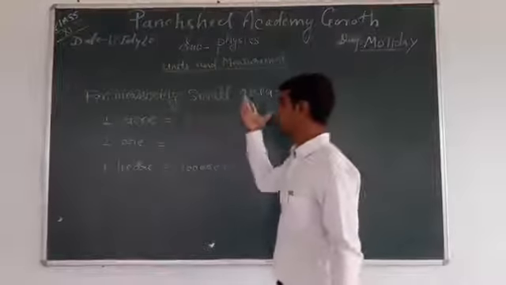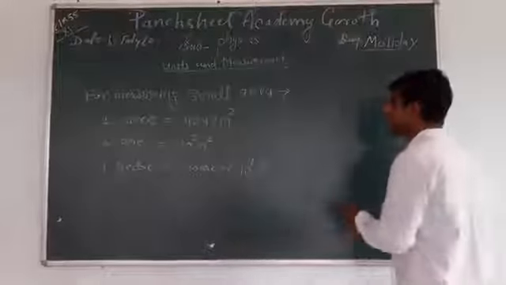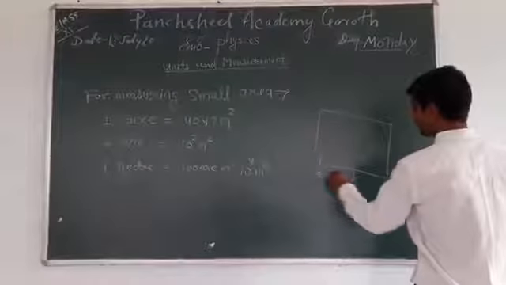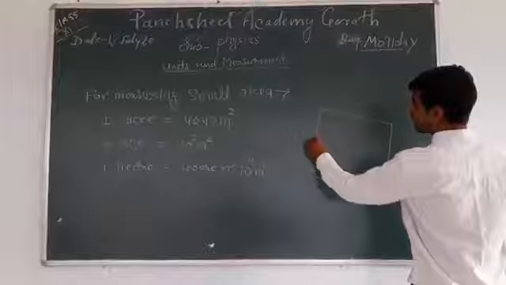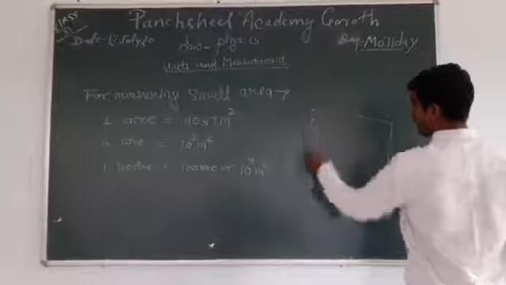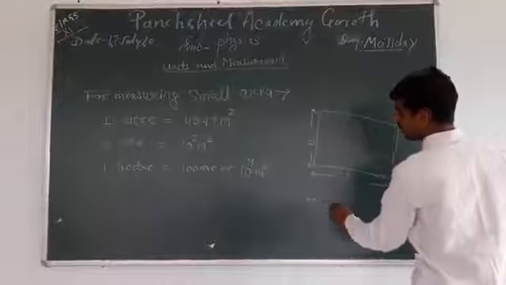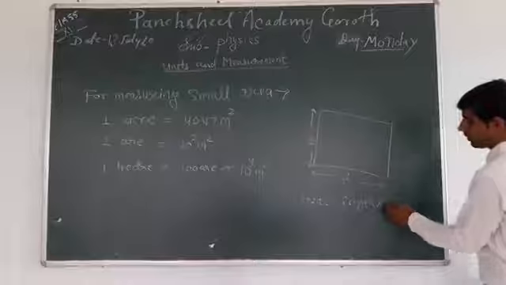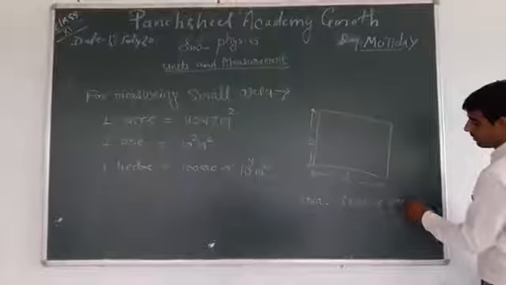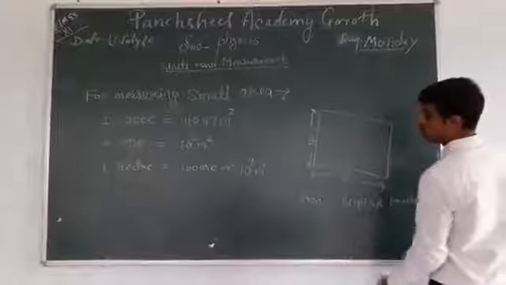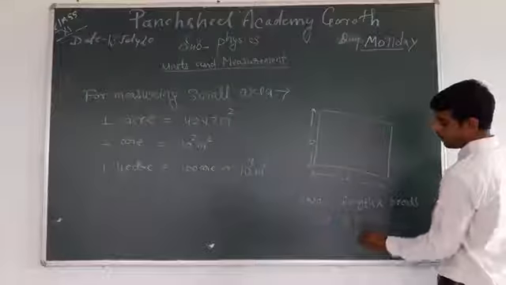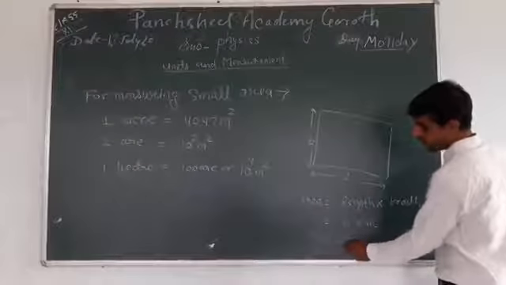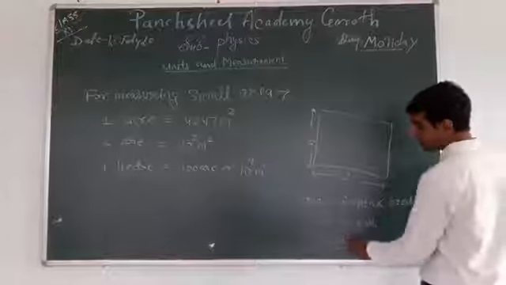For measuring small area, what is area? Area means this is the length and this is width. So area equal to length into breadth. So length is also measured in meter and breadth is also measured in meter. So units for area, the SI units for area is meter square.